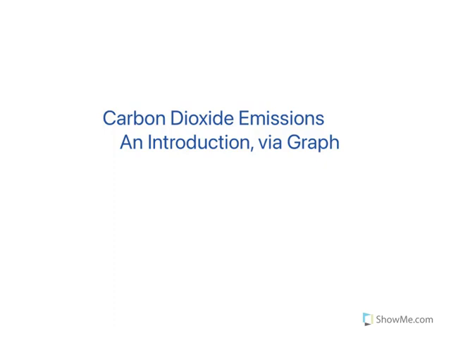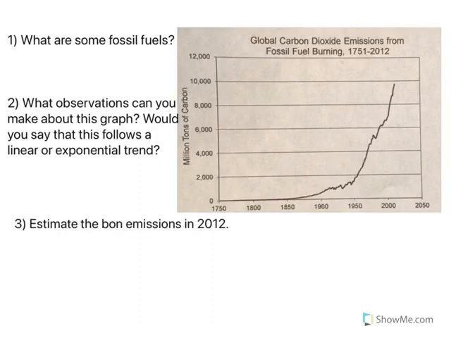We now begin our carbon dioxide emissions introduction, and today we're going to start off with looking at a graph. What does this mean? What can we see? What is all of this about? So here we have global carbon dioxide emissions from fossil fuel burning from 1751 all the way up through 2012. So a little bit outdated since we're here in 2023, but that's okay.